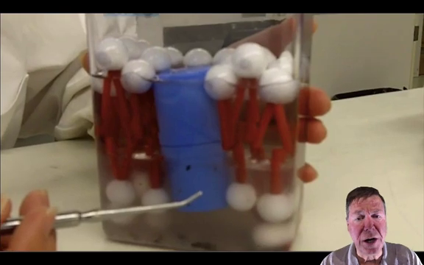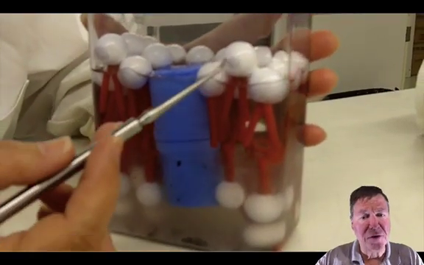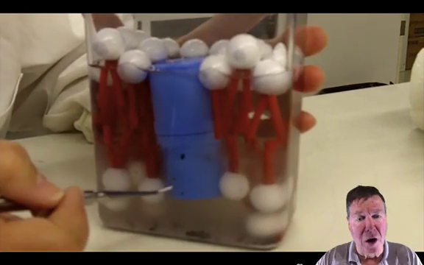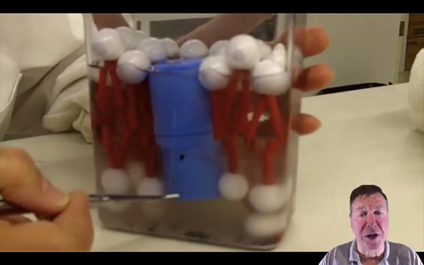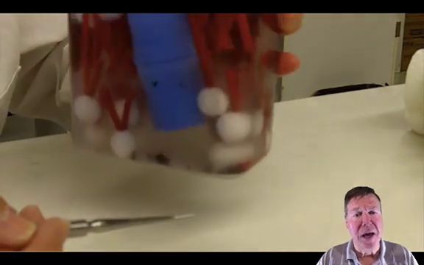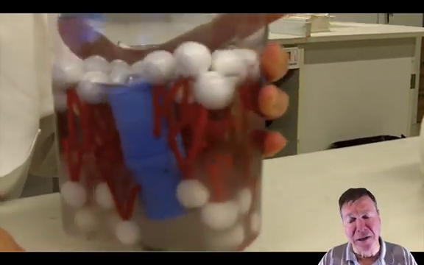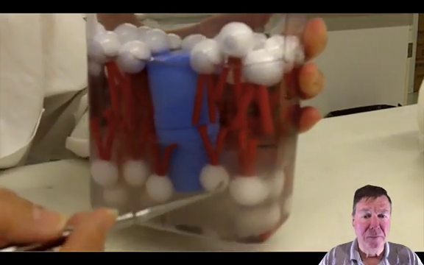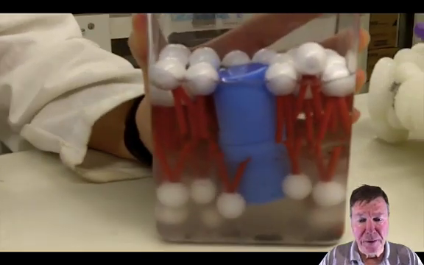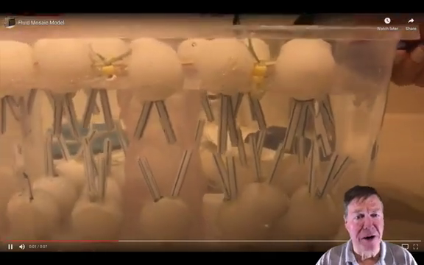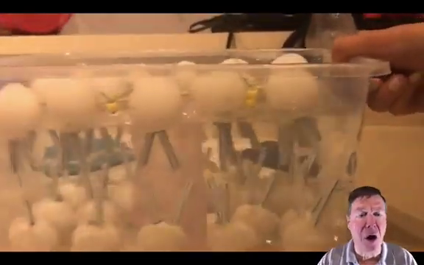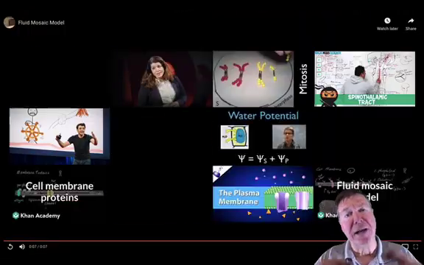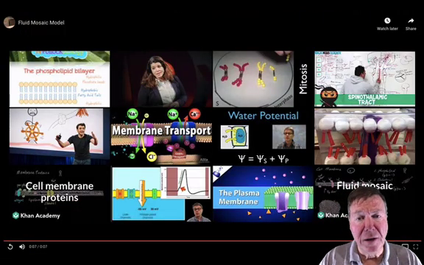So you can see they've put the phospholipids, the little balls with the two lipid hydrocarbon chains, and they have a blue protein. And they're just showing you how it can move around. It's not locked into place, all right? Another example, same kind of thing. They've used ping pong balls, straws, and something, and they're showing you how the phospholipids stay in two layers and the protein can move between them.